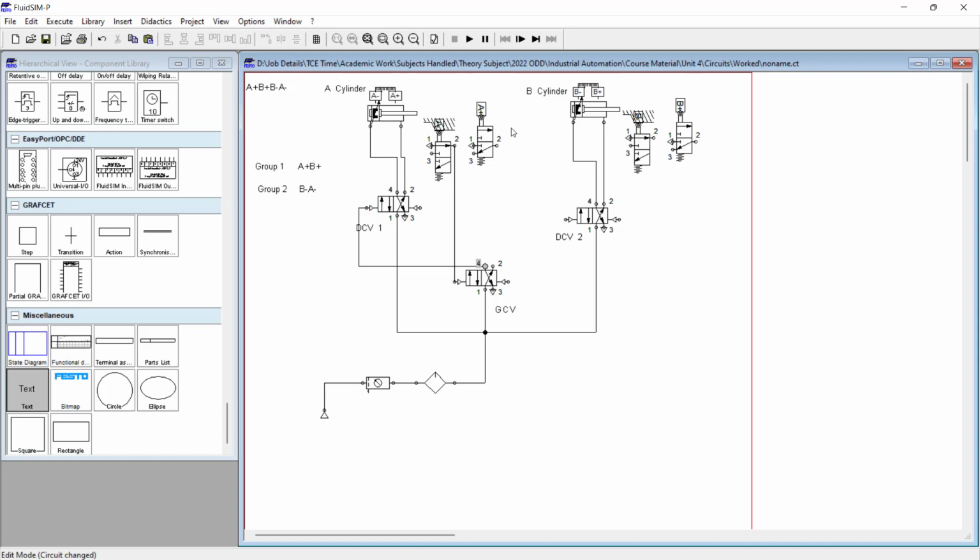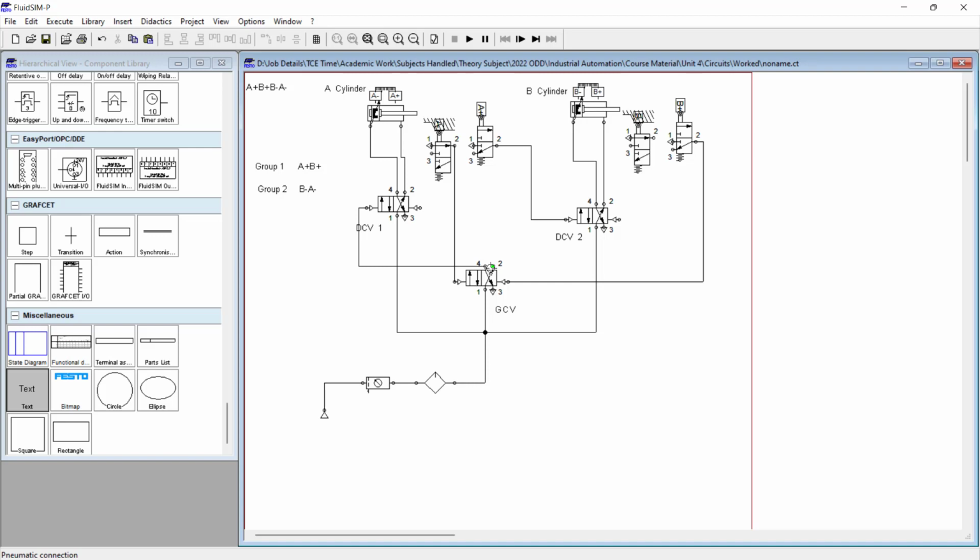So after A plus happens, what is the next sequence? B plus will happen. So I connect it here. B cylinder will extend. After B cylinder extends, what happens next? It's going to change the group changing valve position. Now I get the pilot pressure from port 2 in the group changing valve.